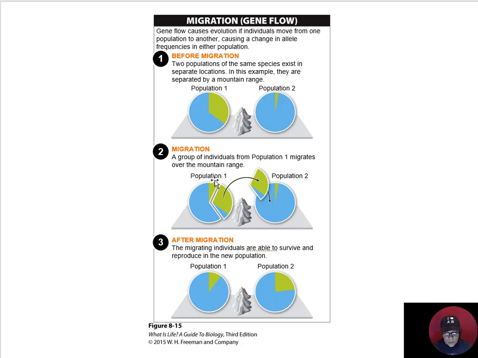But when a group of individuals from population 1, for example, picks up and migrates over the mountain range to join population 2, then suddenly the migrating individuals are able to survive and reproduce after the migration, and they're causing this change in allele frequency in both populations. So we get a change in the allele frequency in the population that they joined, but also a change in the allele frequency in the population which they left. Okay.